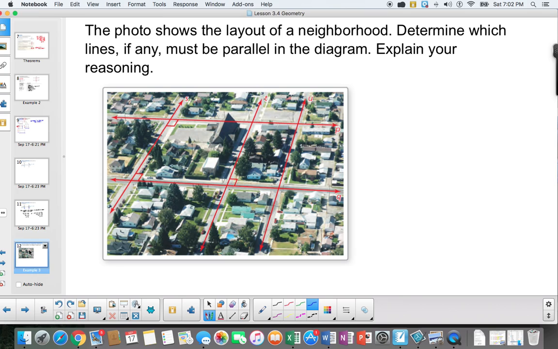Okay, let's take a look at this layout here and see if we can determine which, if any, must be parallel in the diagram. Well, I see right here, let me see if I can get my red here. I see perpendicular here and perpendicular here. So that means these two lines right here, P is parallel to Q, because they are perpendicular to the same line. I also see that these two lines are perpendicular to this one. So I'm going to say S is parallel to T. And I think that's about it. So those are the lines I have.